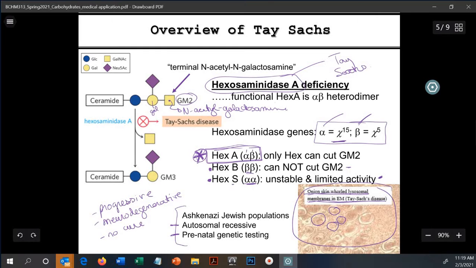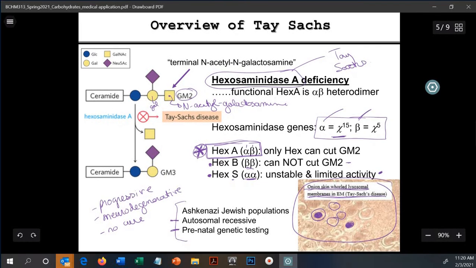And in those lysosomes, we see what's called onion skin whorled membranes. And so we have the buildup of membrane that's been taken from the cell membrane. And this is because we are lacking hexosaminidase A within these lysosomes. We can't break down ganglioside GM2, and those components of membrane that contain large quantities of ganglioside GM2 are building up, and they start to circle back around upon themselves like onion skins. So that's that onion whorled lysosomal membrane appearance.